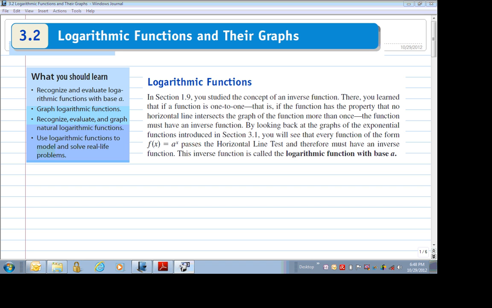Today we're going to talk about logarithmic functions and their graphs. I'm just going to read you some stuff out of the book. I actually cut and pasted it so that you get used to reading your math textbook, which you don't do very often, but there's some really good information there.